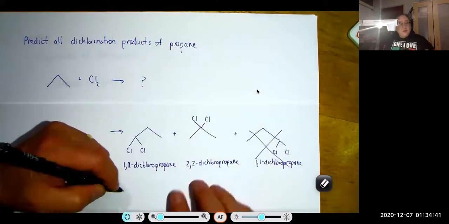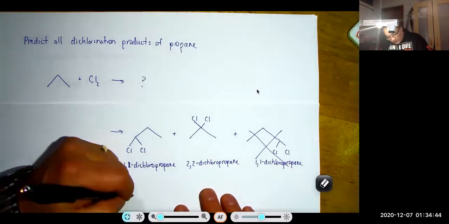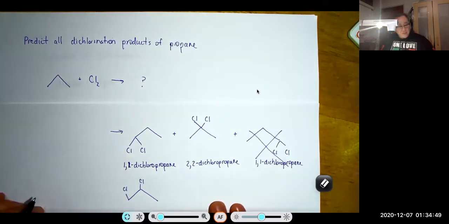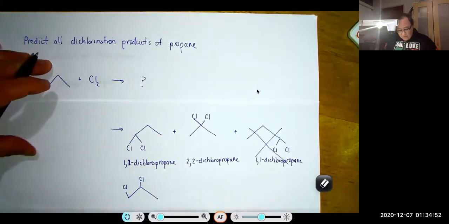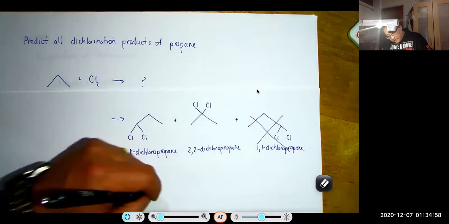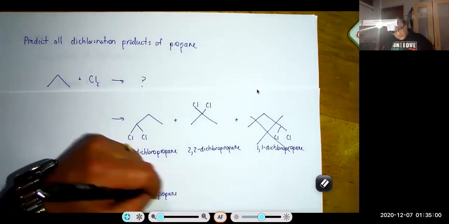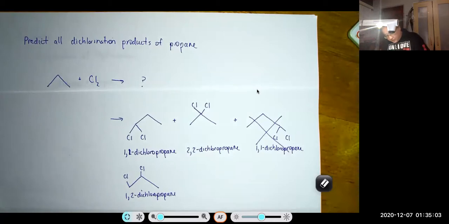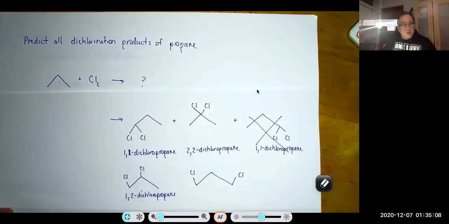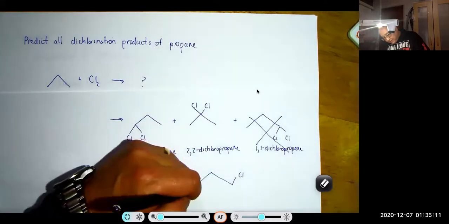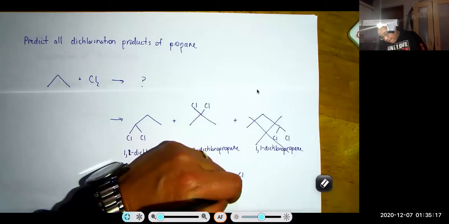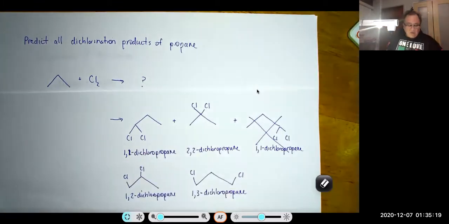Now, let's see if there are any other dichlorination products we could have. Well, could we have a chlorine here and a chlorine here? You bet your Bippy. What would that be called? Well, that one would be called 1,2 dichloropropane. Now, are there any others? And the answer is, I think so. We could have this one here, which would be called 1,3 dichloropropane. And that's how you go figuring out all the different products.